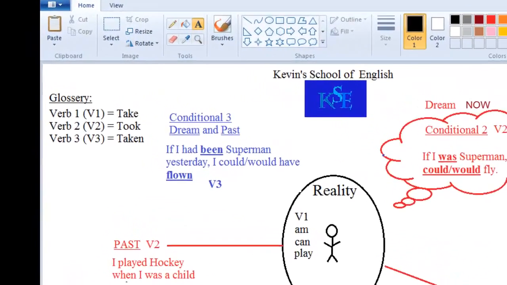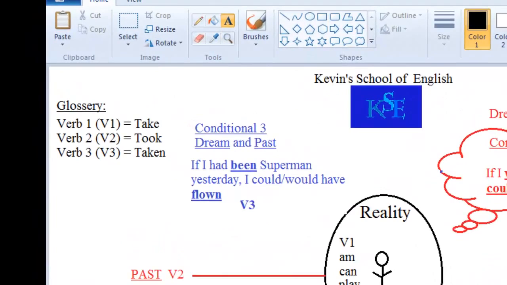Lastly is conditional 3, which is about dreams and in the past. So we take the conditional Superman sentence from conditional 2 and change this to the past. Now again, most textbooks just tell you that for conditional 3 we use past perfect and present perfect verb 3. Okay, well we have the verb 3 been and the verb 3 flown. But why are we using verb 3?